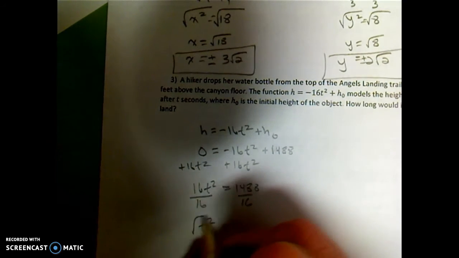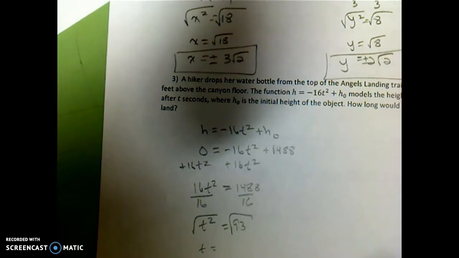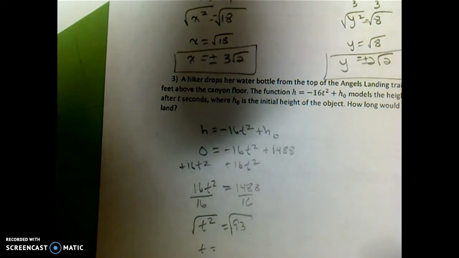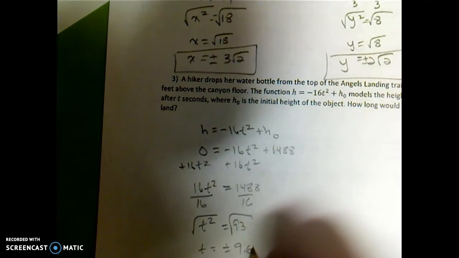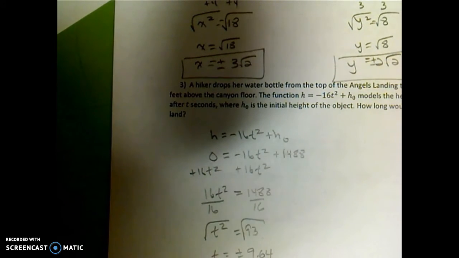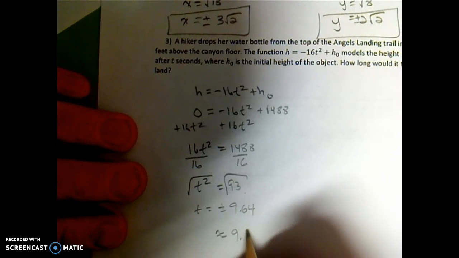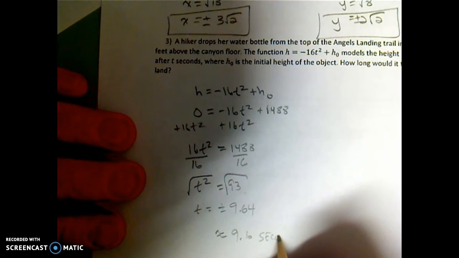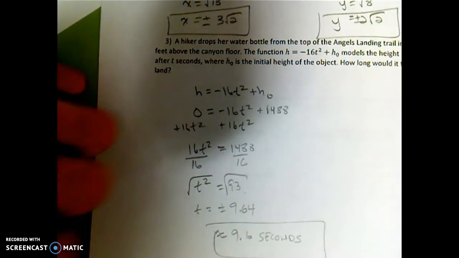t squared equals 93. Taking the square root of both sides, I get plus or minus 9.64. Now, keeping in mind that the negative 9.64 doesn't make any sense. We're talking about time. I'm only interested in the positive value. So it would take about 9.5 seconds, 9.6 seconds, for that water bottle to reach the canyon floor.